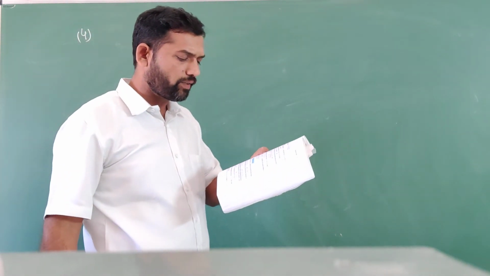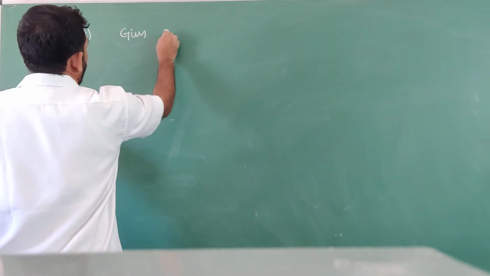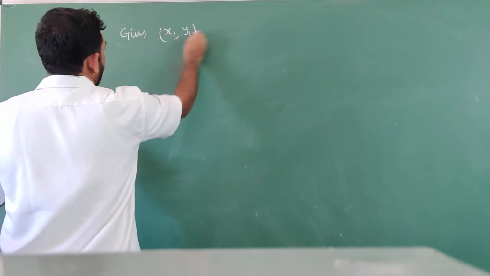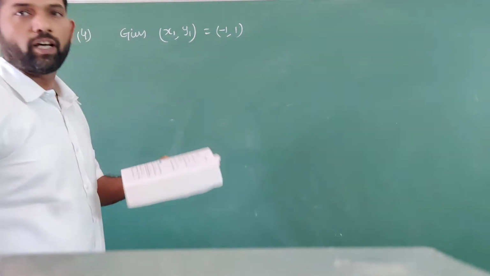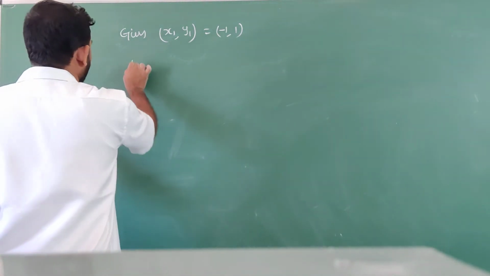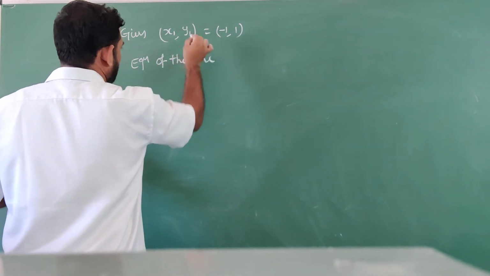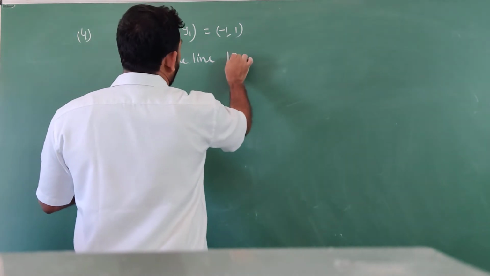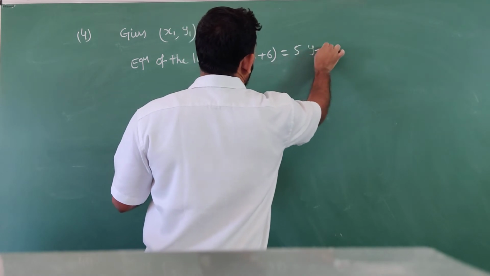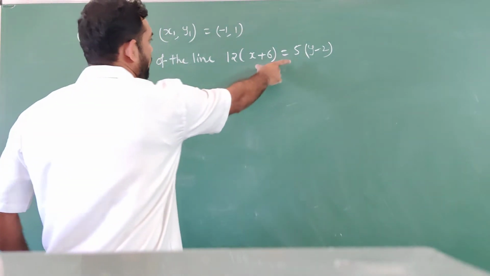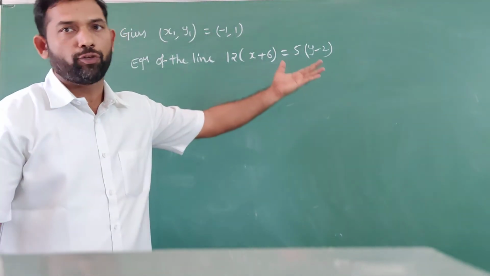Find the distance of the point. Distance of the point means given x1 comma y1, the point minus 1 comma 1, from the line. So the equation of the line is 12 of x plus 6 equal to 5 of y minus 2. So the distance between the line and the point, I already told you the formula.